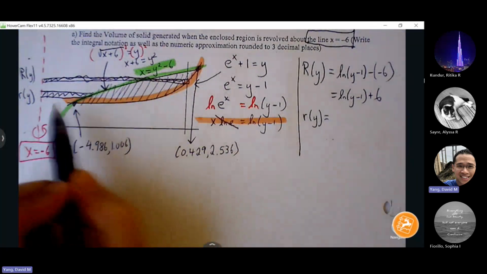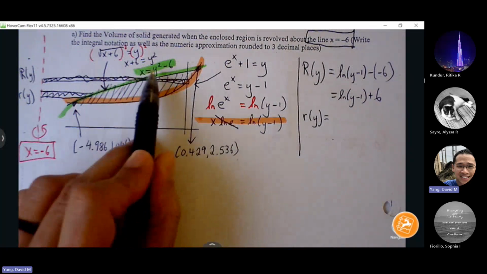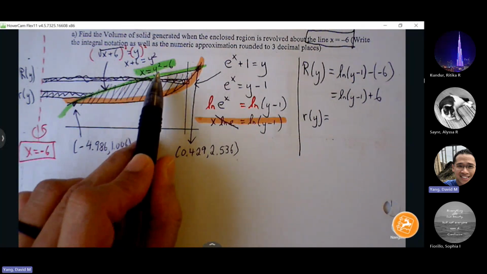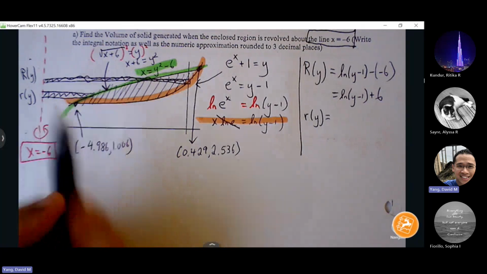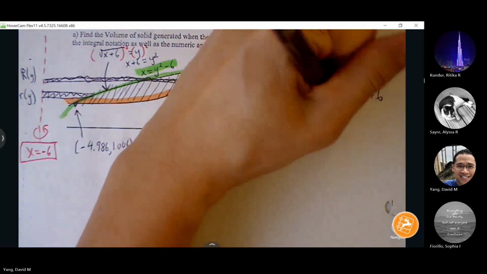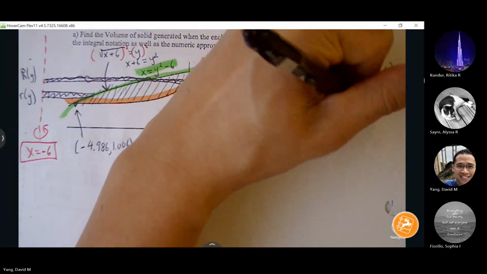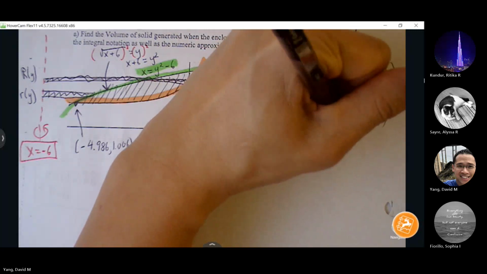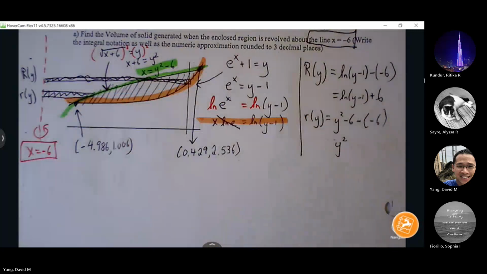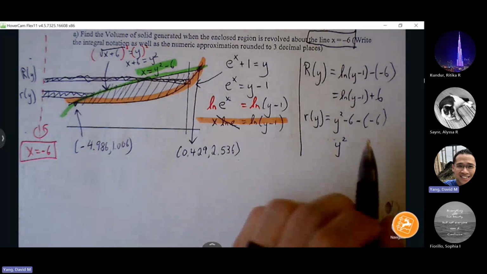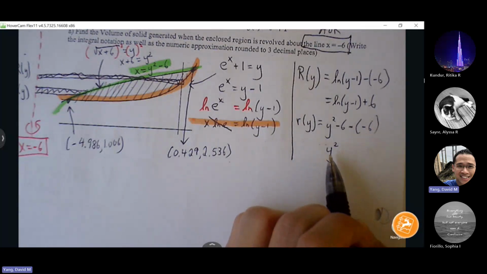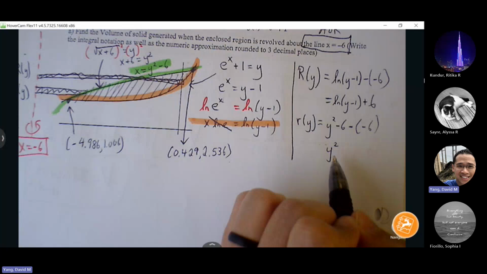Okay, small radius, right minus left. Right endpoint of small radius sitting on the green curve, the y squared minus 6. So y squared minus 6 minus a -6. The -6 and +6 cancels out. I'm just left with the y squared. So big R, little r.